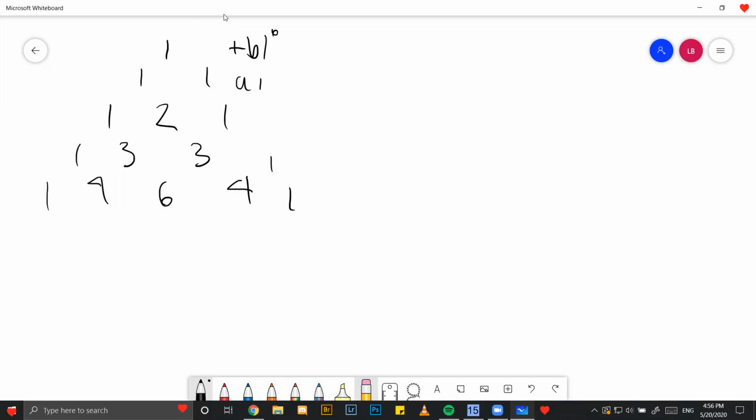Yeah, so if you had (a+b) to the power of 0, you would use this coefficient 1. If you had (a+b) to the power of 1, you're going to use these coefficients. If you have (a+b) squared, you're going to use these coefficients. (a+b) cubed, you're going to use these coefficients. So you don't have to do the choose thing necessarily.